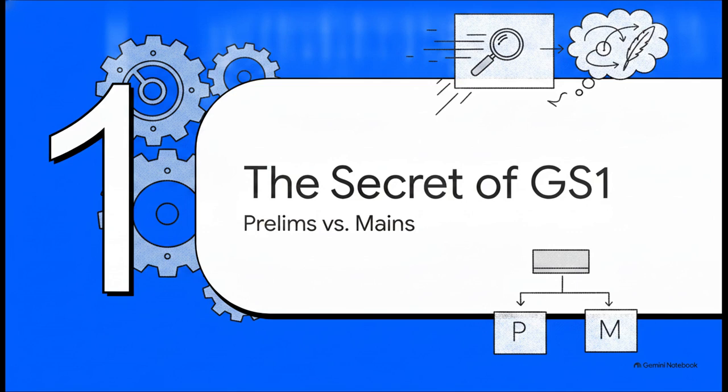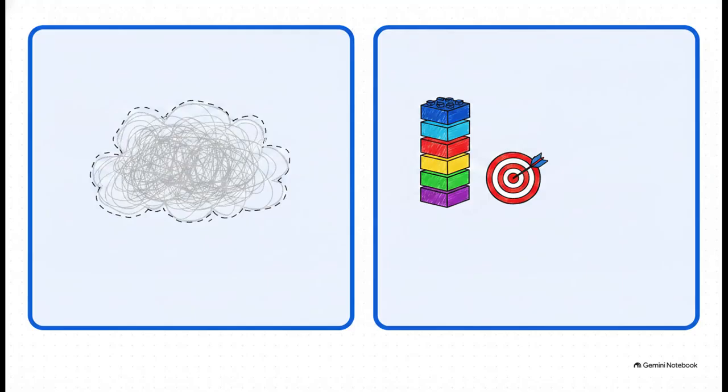The secret of GS1, the prelims versus mains matrix. Let's expose how the UPSC actually structures things behind the scenes. When you compare the two directly, it's kind of wild. On one hand, the official prelim syllabus is literally just a cloud of poorly defined topics, with no real boundaries whatsoever. But on the other hand, the official main syllabus is incredibly precise.